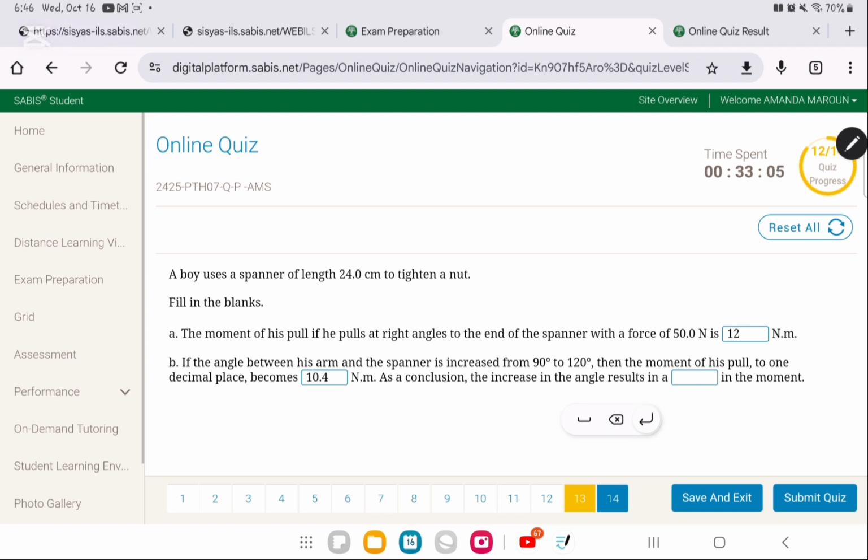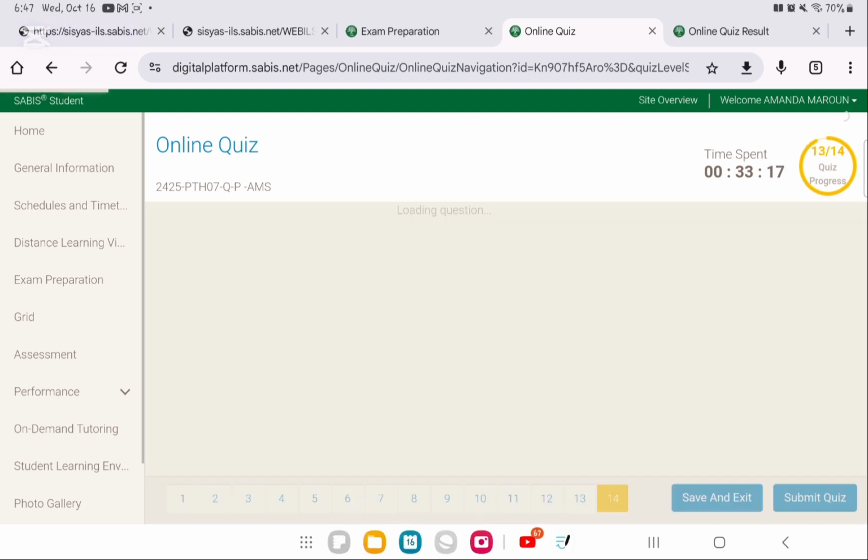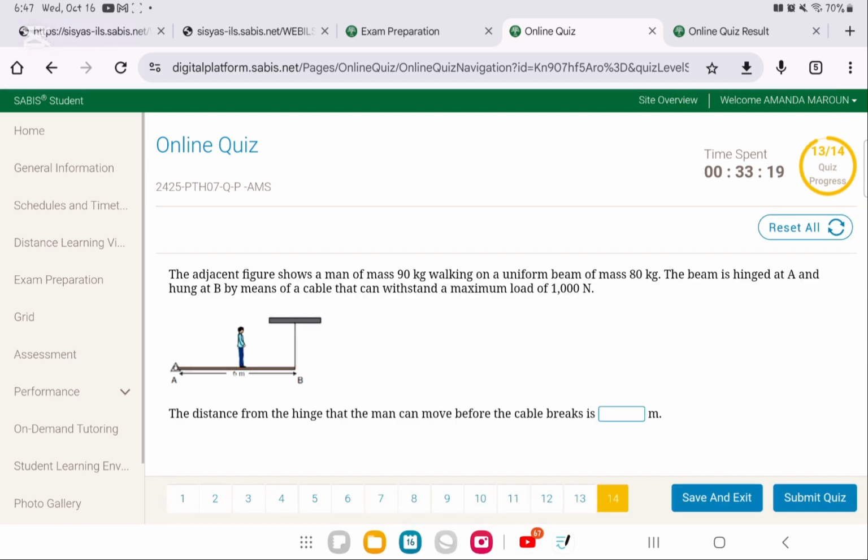As a conclusion, it was originally 12 at 90 degrees. So if you increase the angle from 90 degrees, the angle results in a decrease in the moment. Now, the final question, a very, very important question, by the way.